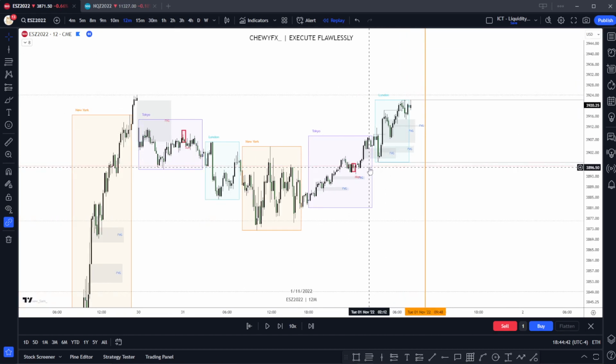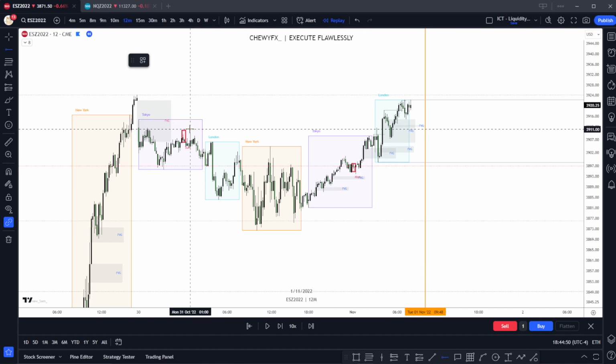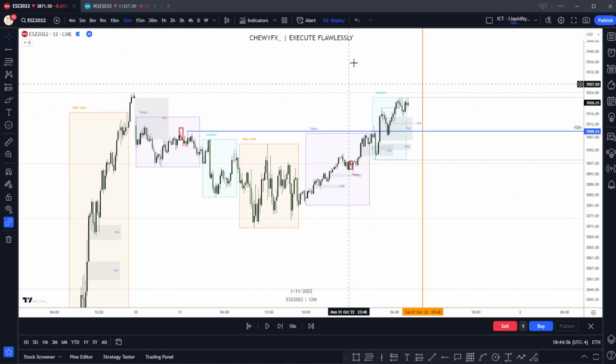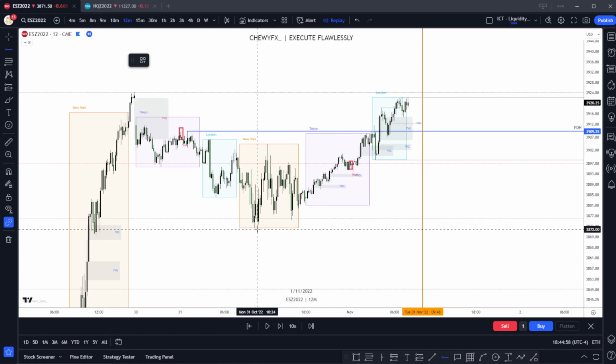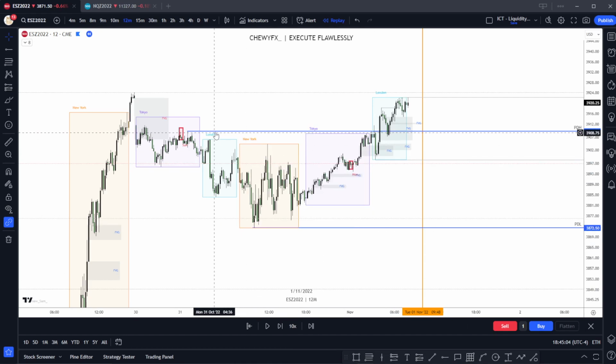Now, we want to look for previous day highs and lows. So the day is Tuesday. So let's see, Monday high is there. We can already see that we did sweep the previous day high on ES. So knowing that, we are going to move to either the EM2 or the EM3 models.